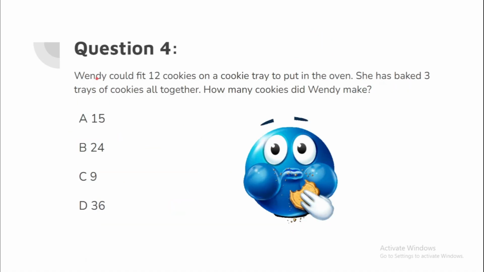All right, question 4. Wendy could fit 12 cookies on a cookie tray and put it in the oven. She has baked 3 trays of cookies altogether. How many cookies did Wendy make? I'm going to wait for you guys to get the answer.